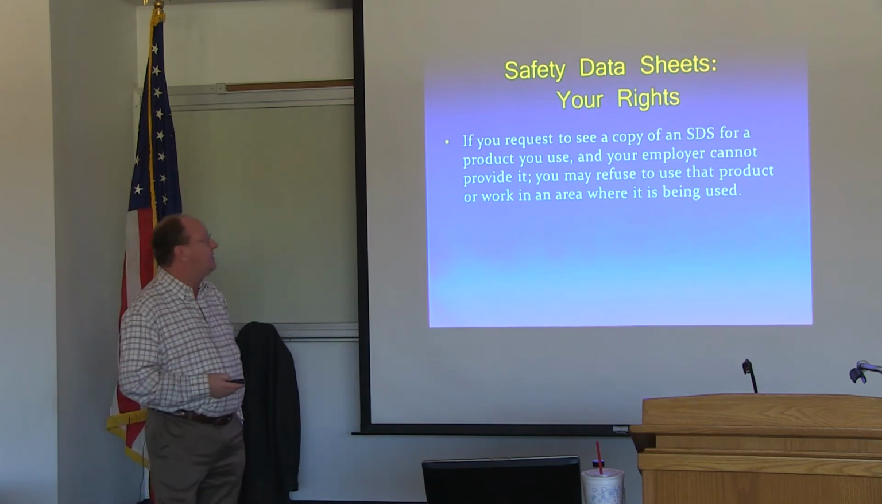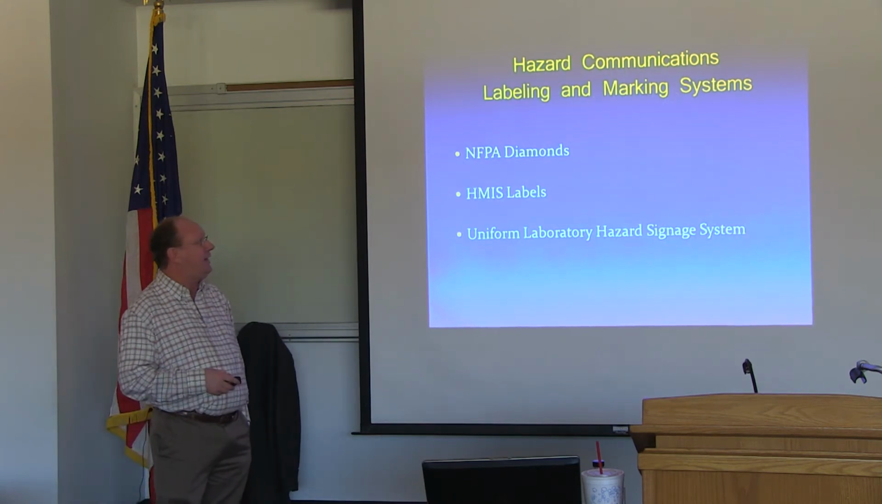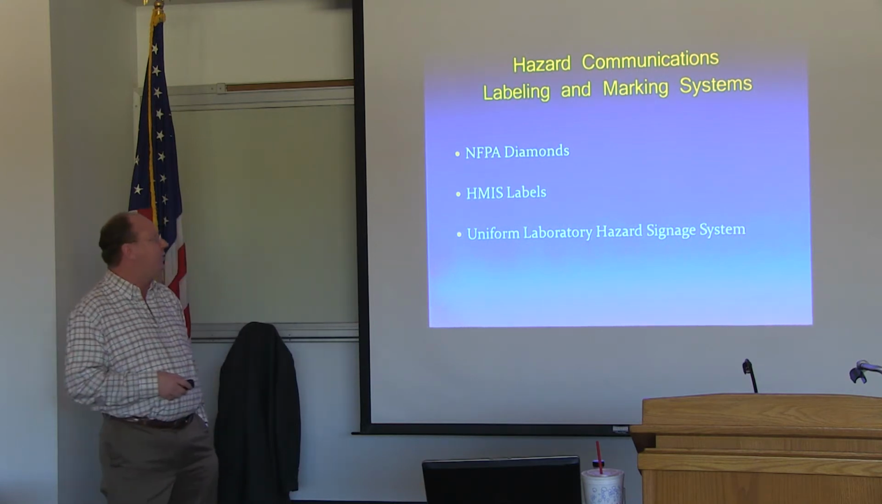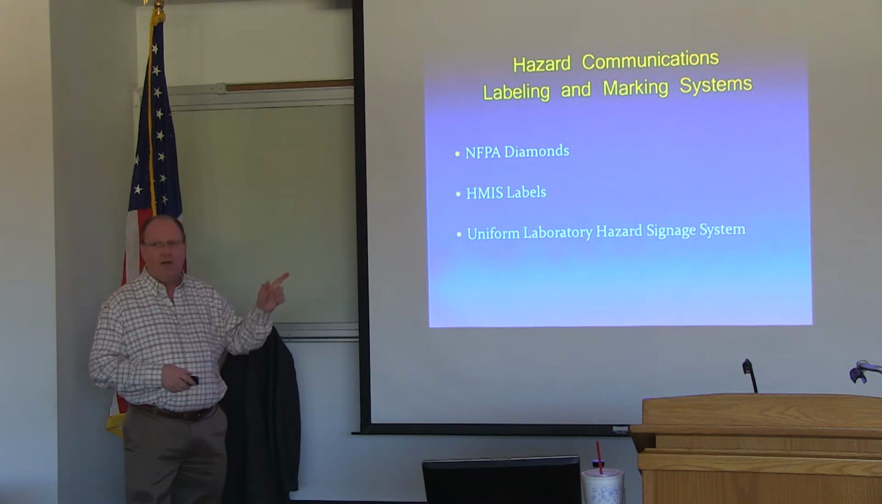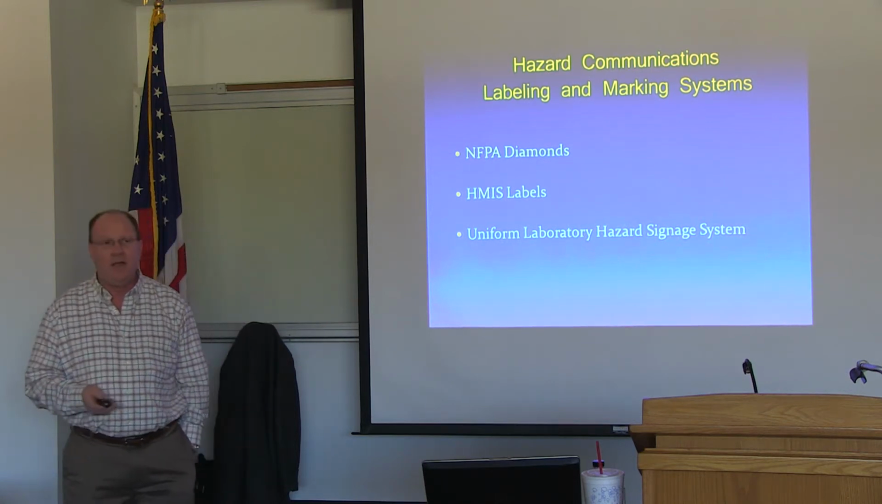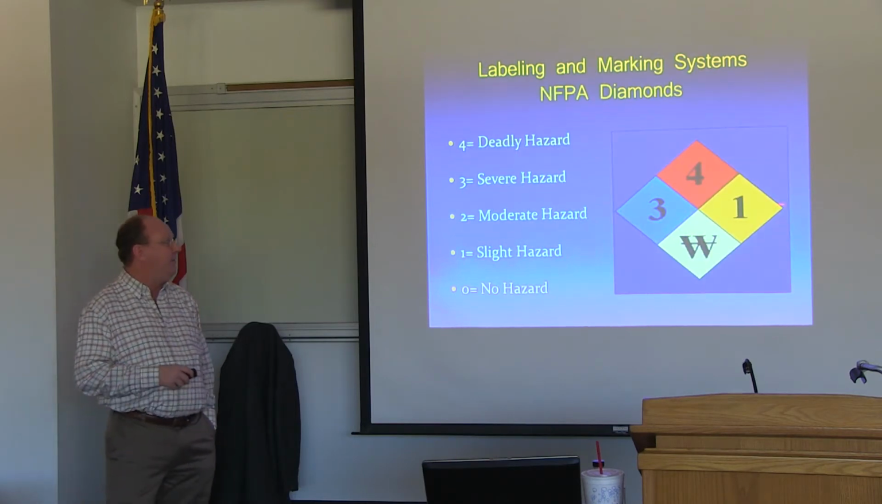Okay. Let's go to the other part up here real quickly. These are the three types of labeling and marking systems we utilize here at Oklahoma State University. The first one, of course, is the NFPA Diamond, HMIS, and of course the ULHS signage system that we do utilize here. Okay? And I know y'all have seen these in the past. How many of y'all have seen this before?